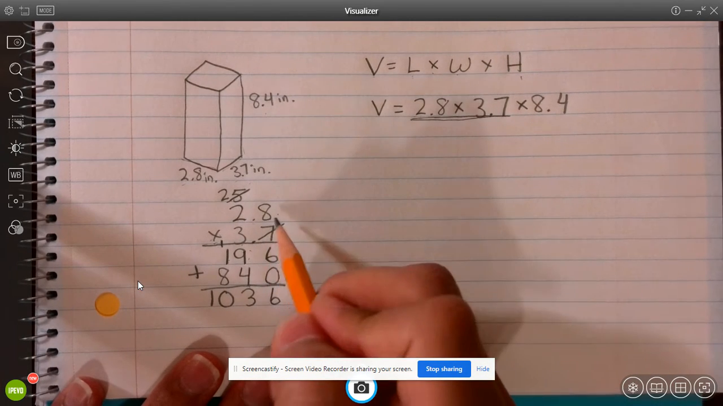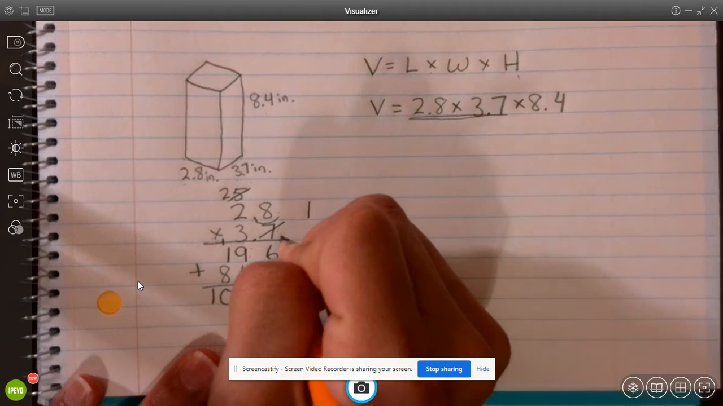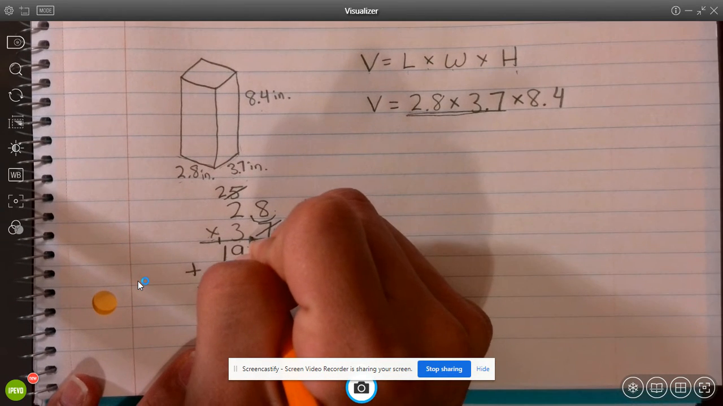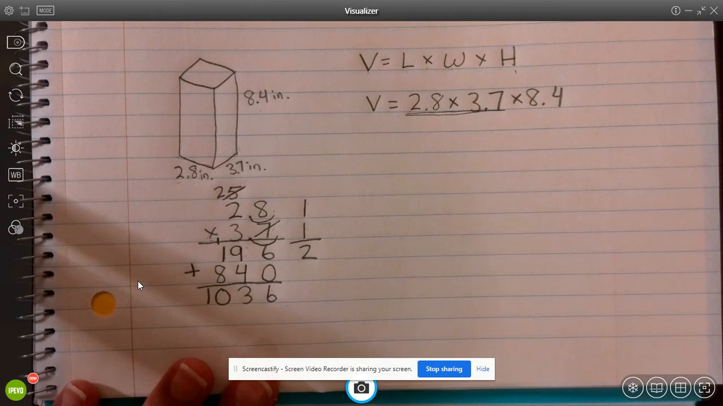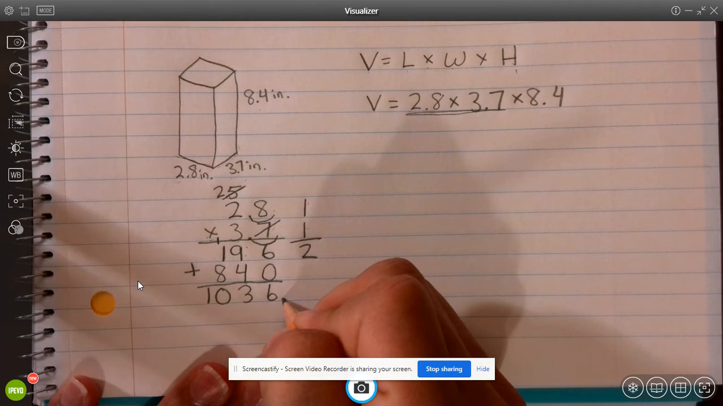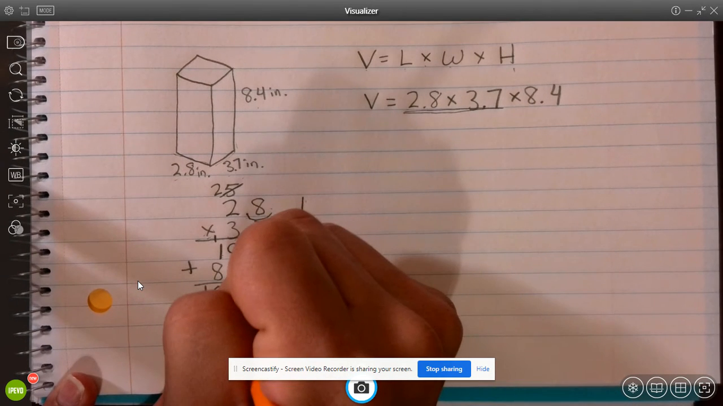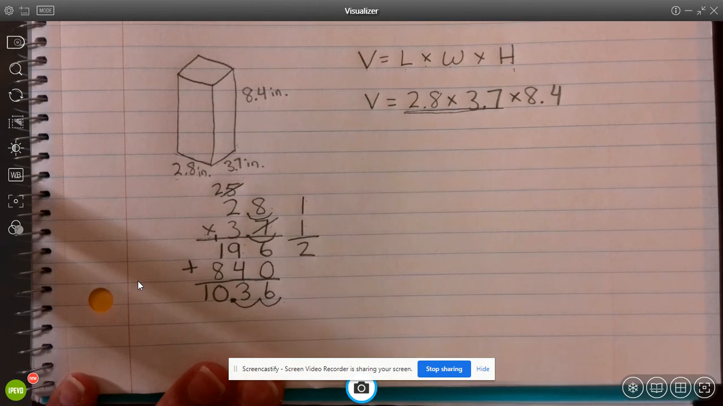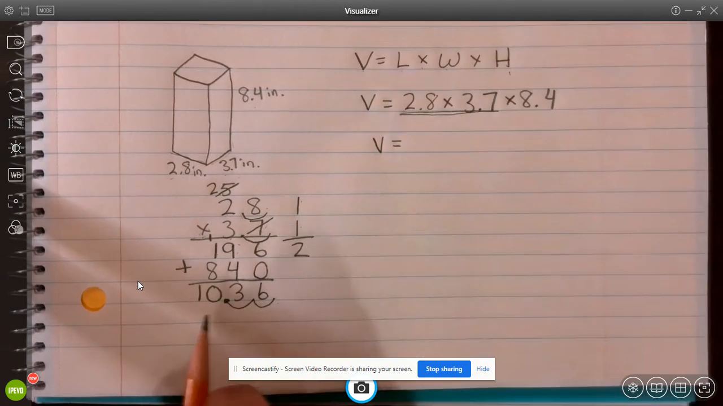So I have one decimal here, and I have another decimal here. So 1 plus 1 is 2. So I have to move my decimal 2 spots over. Remember, you start your decimal at the end, move it over 1, 2. So 10 36 hundredths is your answer.